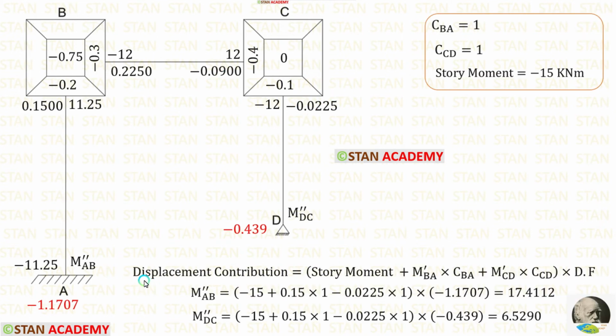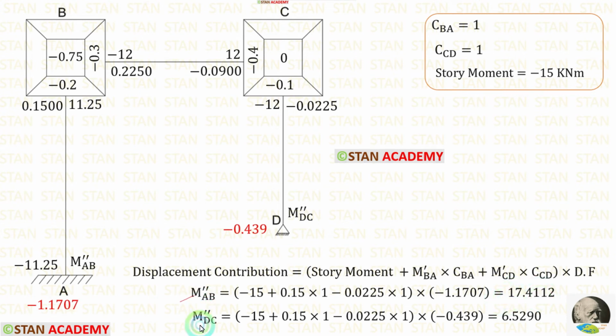Now we are going to find the displacement contributions. The formula is story movement plus M'BA into CBA plus M'CD into CCD, into displacement factor. First, let us find M''AB. The story movement is minus 15. M'BA is 0.15, CBA is 1, M'CD is minus 0.0225, CCD is 1. The displacement factor for the column AB is minus 1.1707. After the calculation, we are getting M''AB.